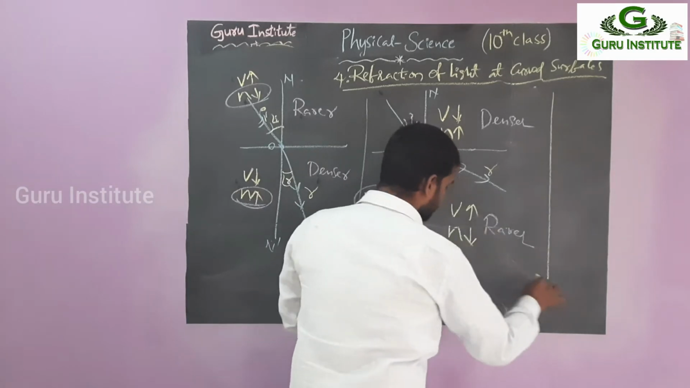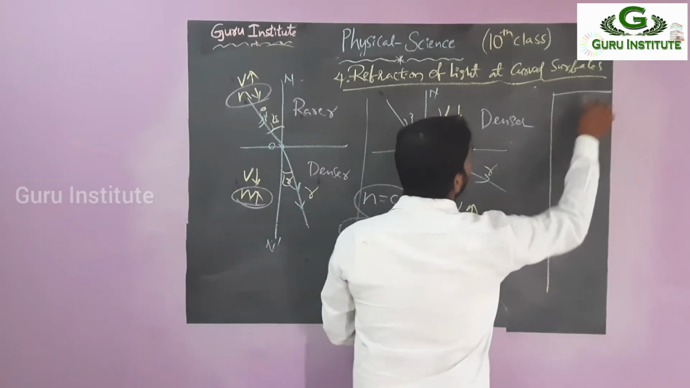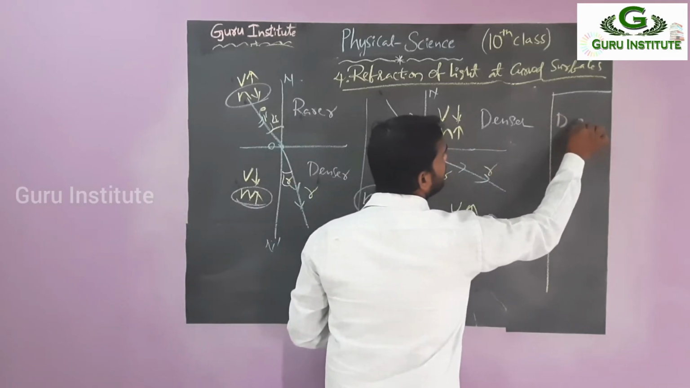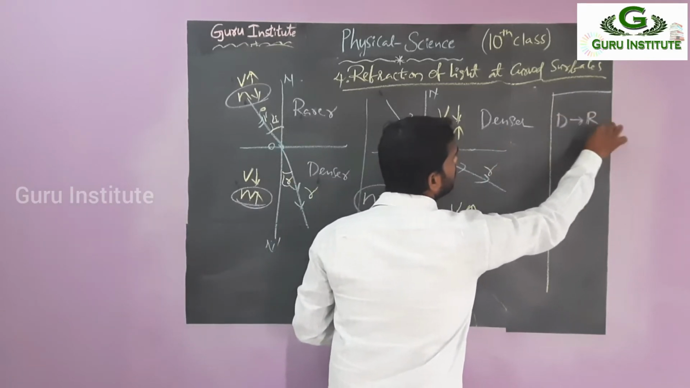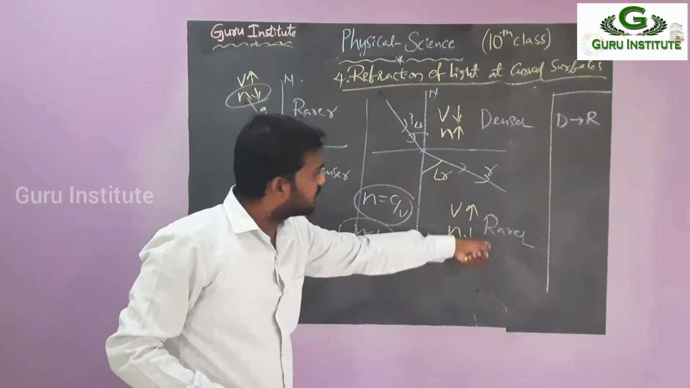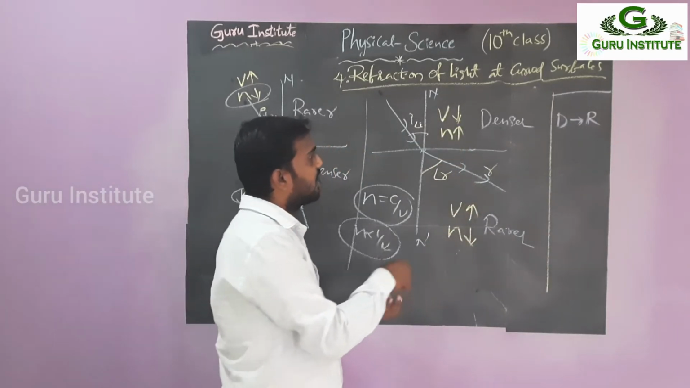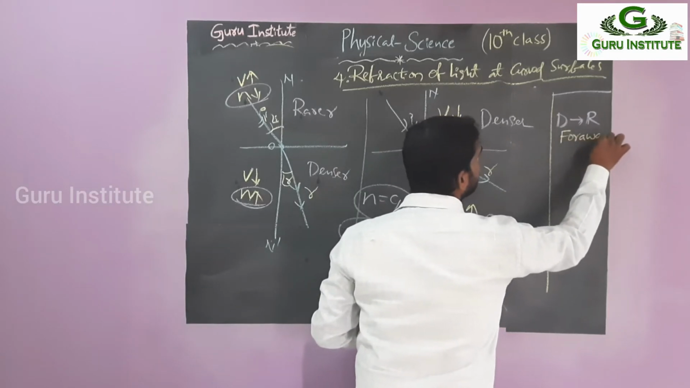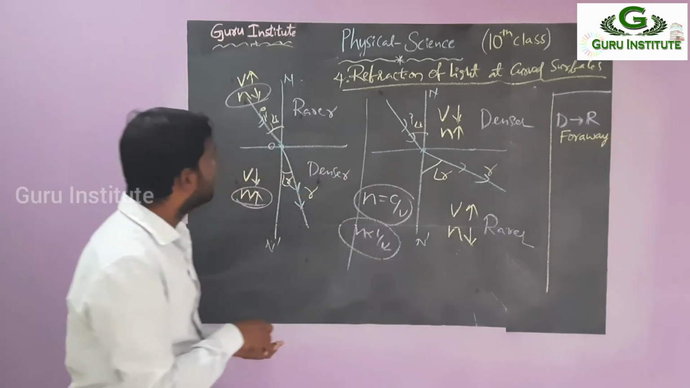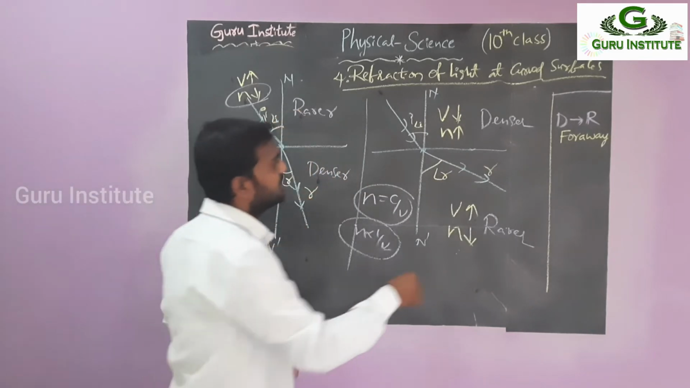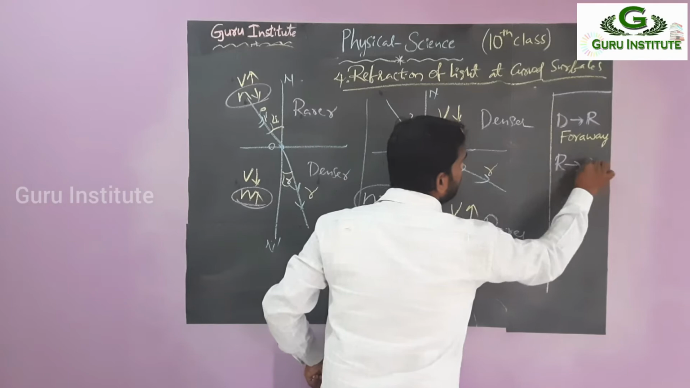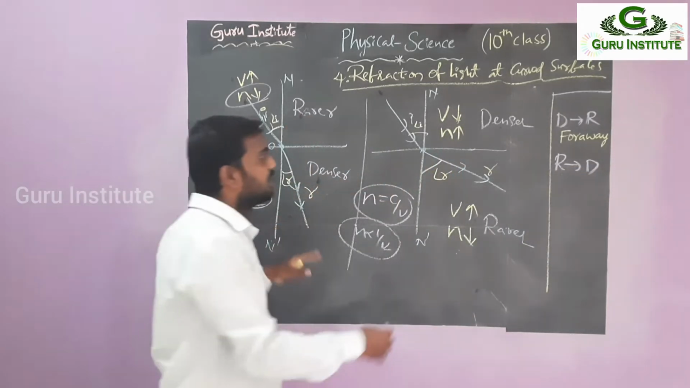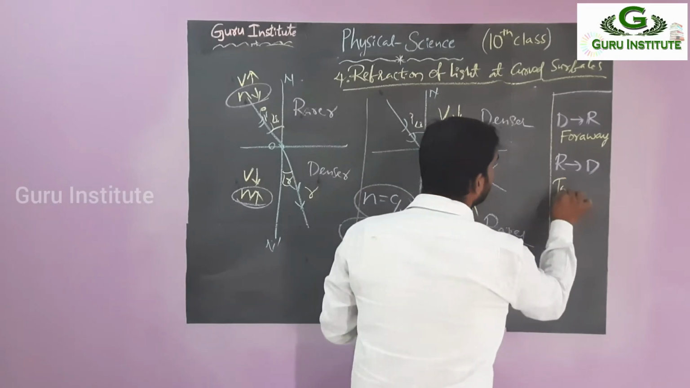Note this here. What is that? Denser to rarer. D to R. Denser to rarer. What will happen? It is moving far away. That is the first case. And what is the second case? Vice versa, reverse. Rarer to denser. What will happen? Rarer to denser, bending towards the normal. This is towards the normal.